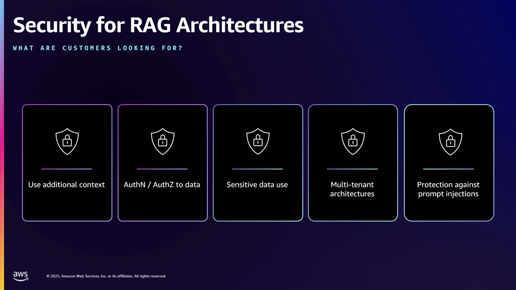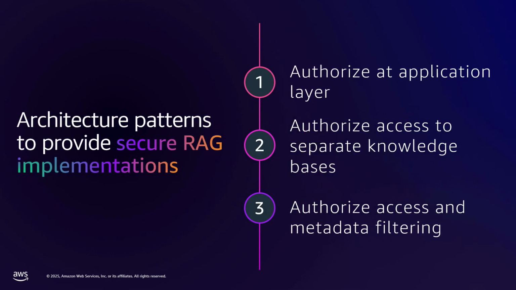You want to be able to use data sources and have either one or multiple knowledge bases in order to build these multi-tenant architectures instead of having to build different applications for different users. And they want to protect against things like prompt injections. You don't want to build an architecture where one single prompt injection can get a user access to sensitive data that they're not allowed to get access to. And so with that, let me turn it over to Emmanuel, and he will walk through 3 different ways to build RAG architecture securely so you're providing the right authorization to that data.